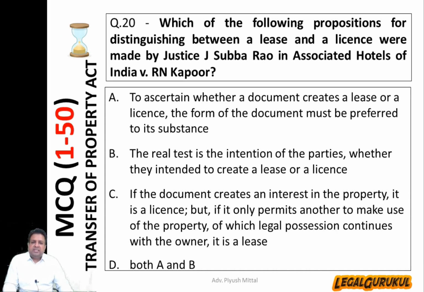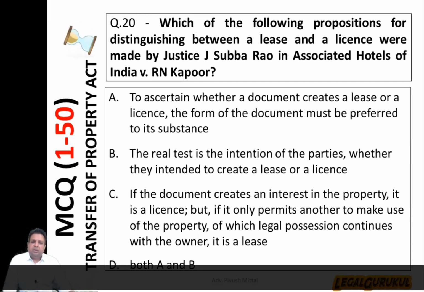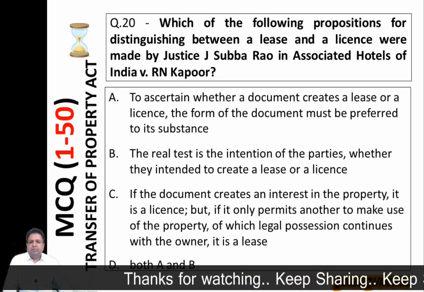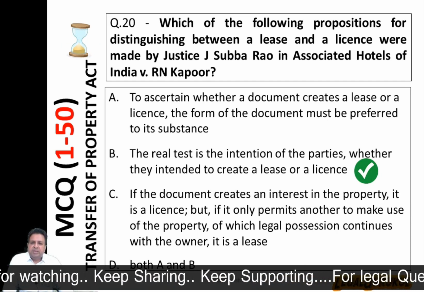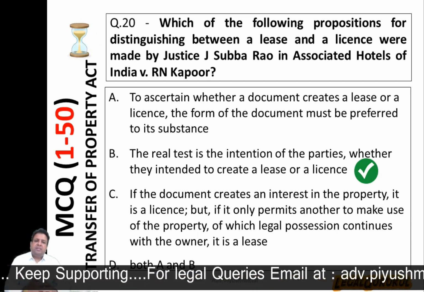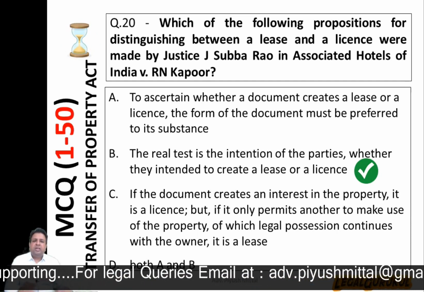Option B. The real test is the intention of the parties, whether they intend to create a lease or a license. Option C. If the document creates an interest in the property, it is a license, but if it only permits another to make use of the property of which legal possession continues with the owner, it is a lease. D. Both A and B. And the correct answer is B. The real test is the intention of the parties, whether they intend to create a lease or a license.